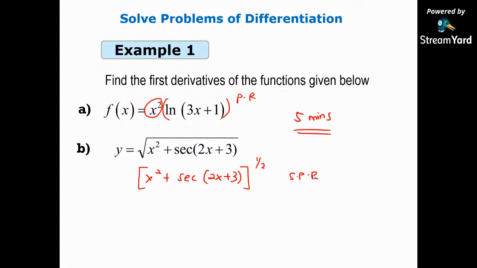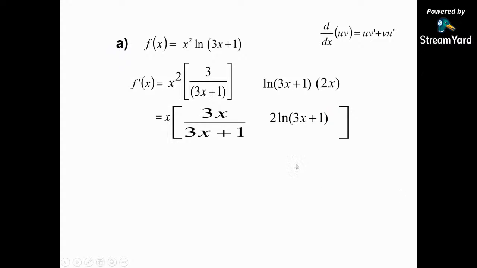Okay, so 5 minutes done. So let us see then your solution, and let's see what happened. Okay, so basically we got x squared ln 3x plus 1. So we're going to let u equal to x squared. ln 3x plus 1 will become our v. So this is u v prime plus v u prime. So u is x squared, differentiating ln of 3x plus 1, so we are going to get 3 over 3x plus 1.